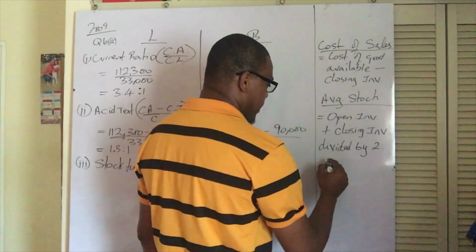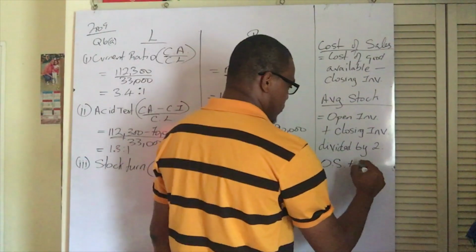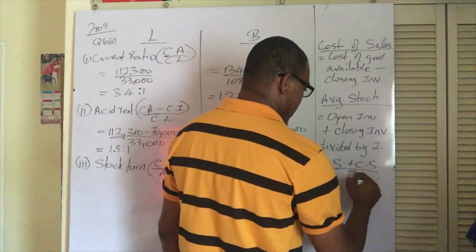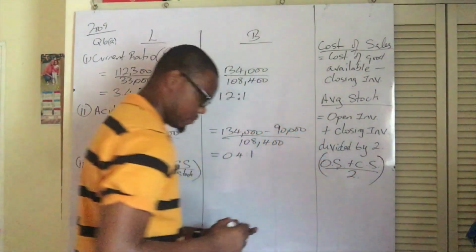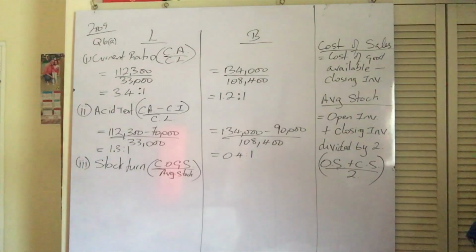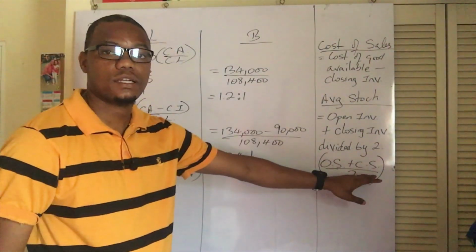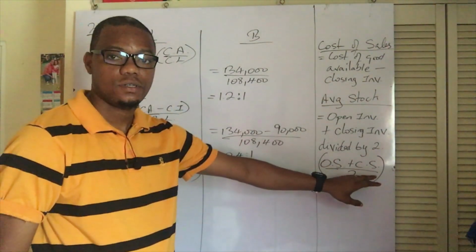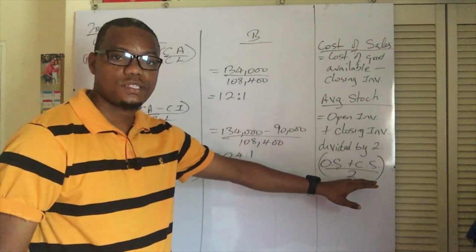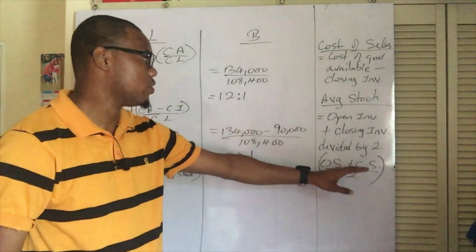So I normally write it like this: opening stock plus closing stock divided by 2, right? That is how you get average stock. All right, so pay attention to that. Remember, guys, these are some of the topics that are on the examiner, based on what CXE give. So you have to learn this.